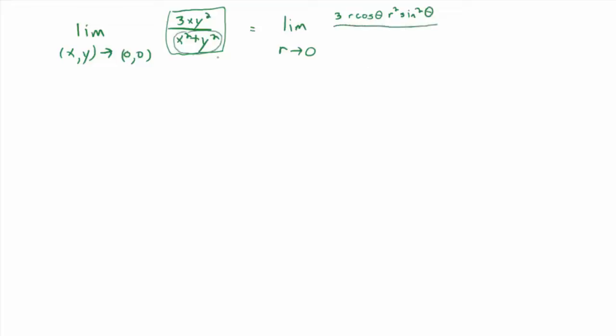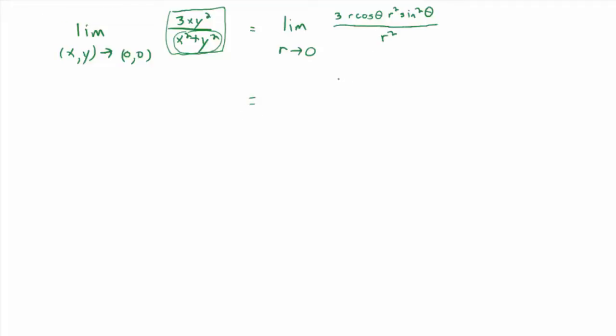And then on the bottom, you can go right to just r squared because x squared plus y squared in polar coordinates is r squared. And that's what's going to make this work out. If we didn't have the x squared plus y squared in the denominator, if we had like 2x squared plus y squared in the denominator, it wouldn't work out. So this is a neat trick, but it only works for certain functions.